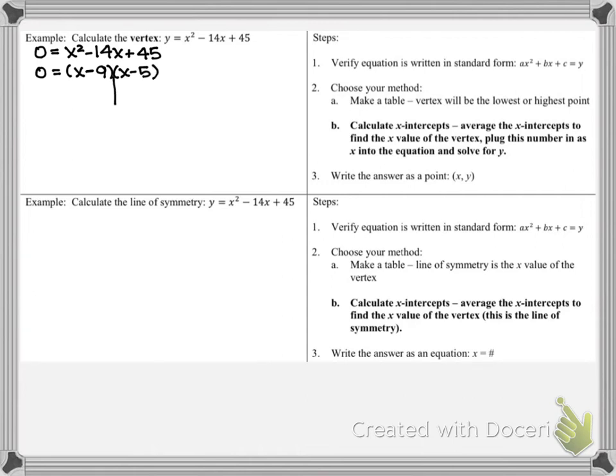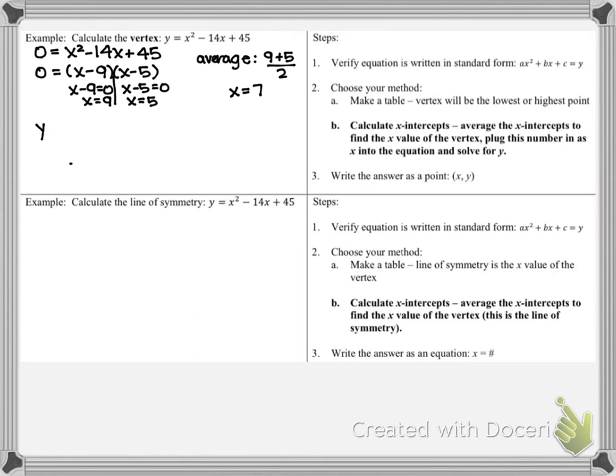Using the zero product property, we know that this is going to be X is equal to 9. And we know that this is going to be X is equal to 5. We're going to use those two X values and we're going to average them. To average the X values, we're going to take the two X values, add them together and divide by 2. This is going to give us the X value of the vertex. But that does not finish the vertex for us. We still have to find the Y value that goes with this.